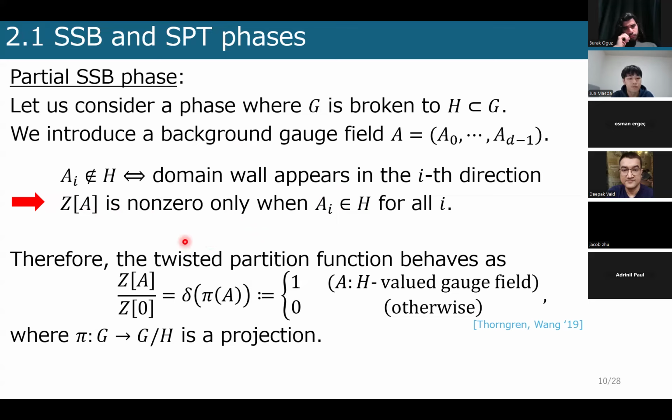So the twisted partition function behaves in the partial SSB phase like this form. When A can be regarded as an H-valued gauge field, it takes the value 1, but otherwise it takes the value 0 because of the domain wall-like configuration. So this is the behavior of the twisted partition function in a general SSB phase of discrete symmetry.